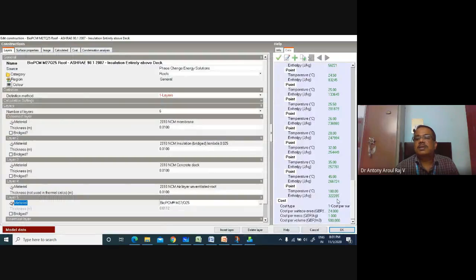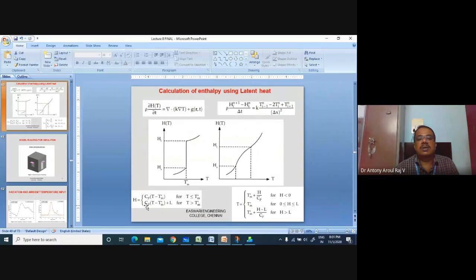So that means the latent heat will be there. At each point you can give the latent heat. From the solidus temperature till the liquidus temperature, you can give the latent heat. So that is how you will be giving it and we will be solving.